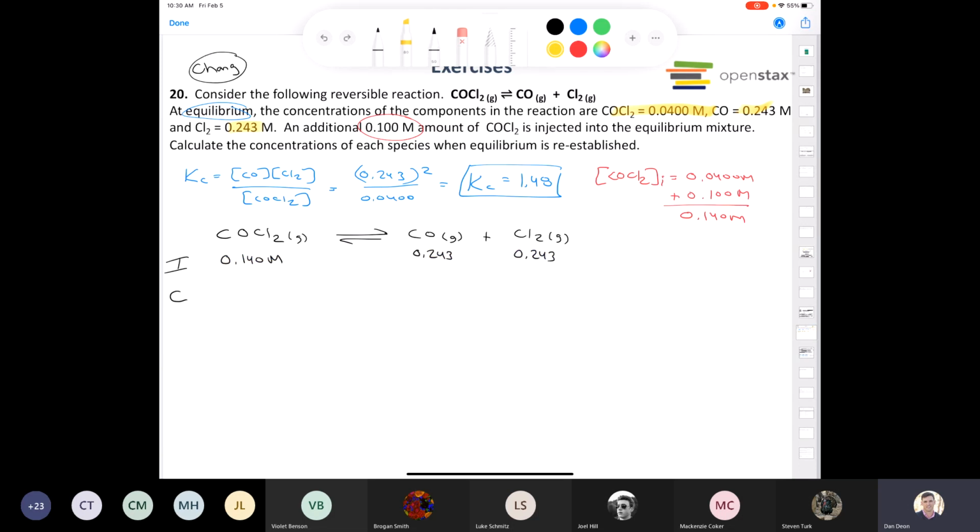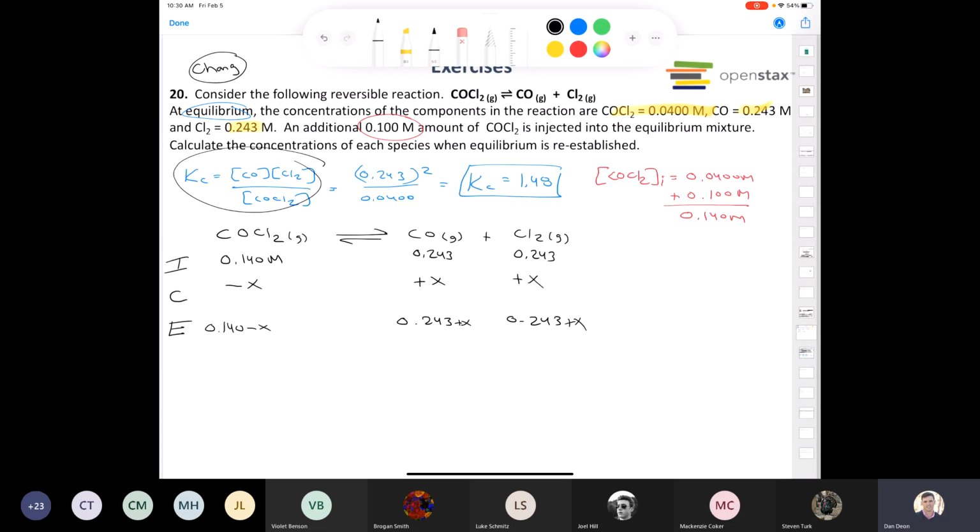If I'm adding, I've got too much of this, then I'm going to lose some of this, and I'm going to gain some of this, and some of this. So when I'm at equilibrium, I can just say 0.140 minus x, 0.243 plus x, and 0.243 plus x. Now, all I have to do is evaluate what x is. Now, x isn't as easy to determine as it was in some of our other problems. Let me show you why.